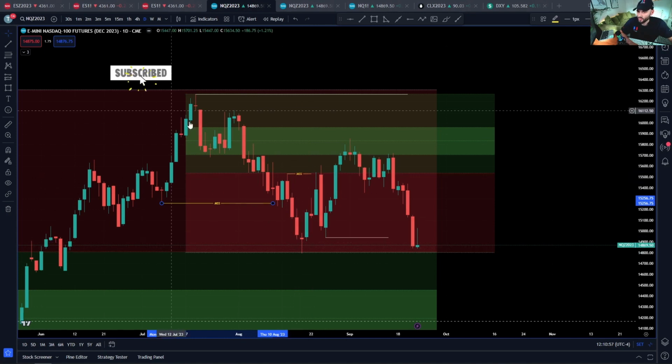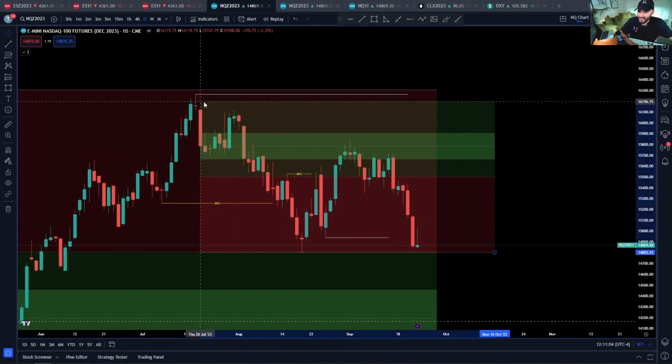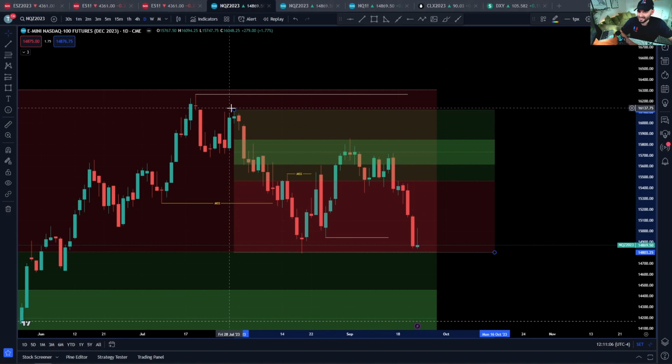So what we know is that price is going to move into a premium. So this range on the daily is the range I'm interested in because this is the range which created the displacement. This range, okay, after when we left.